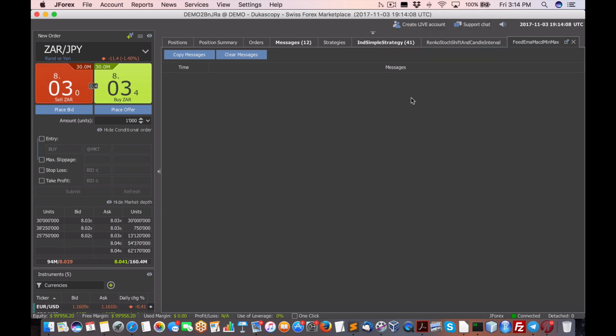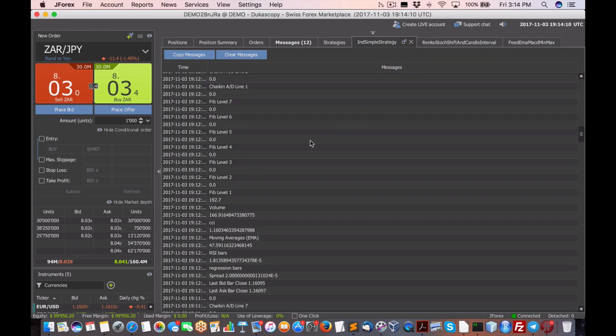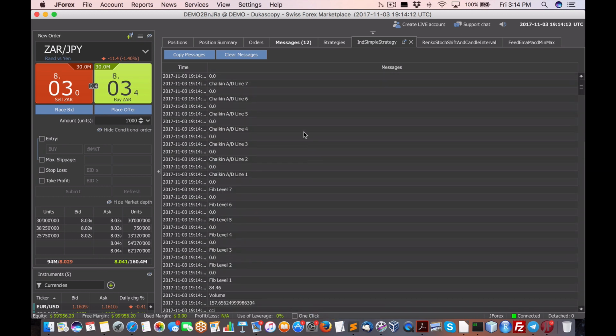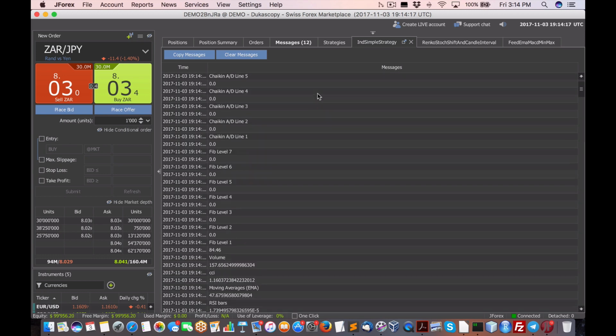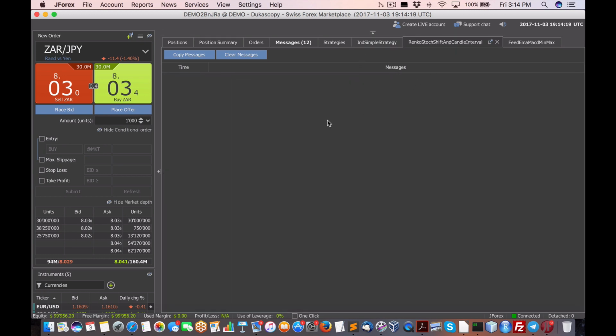Hey everybody, just testing this, the rand against the Japanese yen. So two things I can confirm here: there is no stochastic measurement at all, and no EMA MACD measurement at all, because they're not meeting these conditions. That just goes to show there's not enough liquidity to meet certain conditions using any of these indicators.